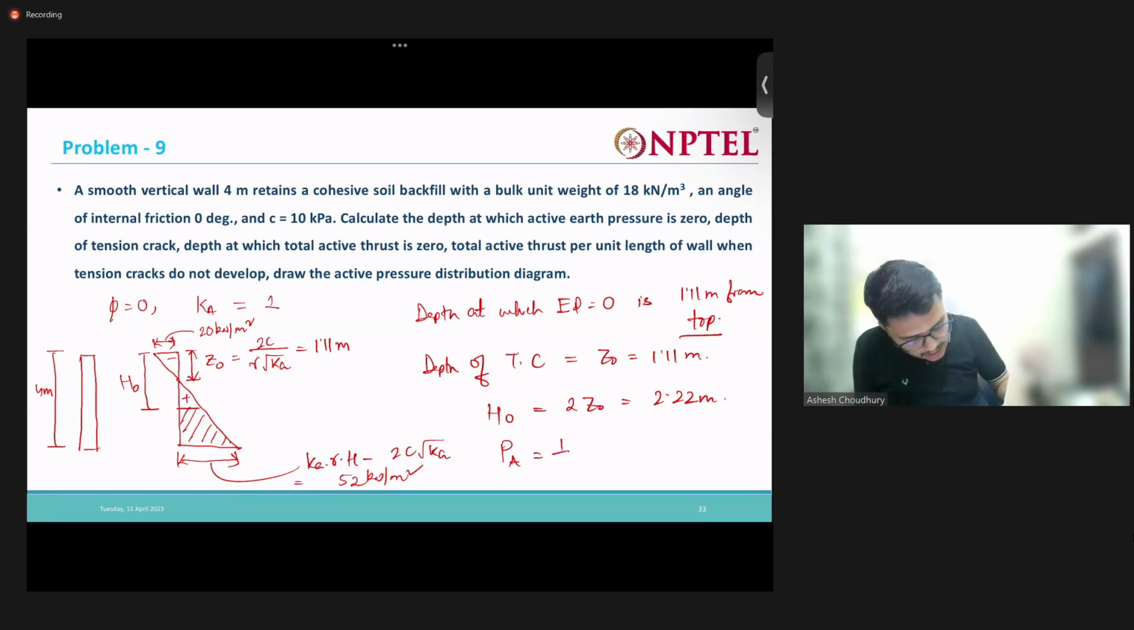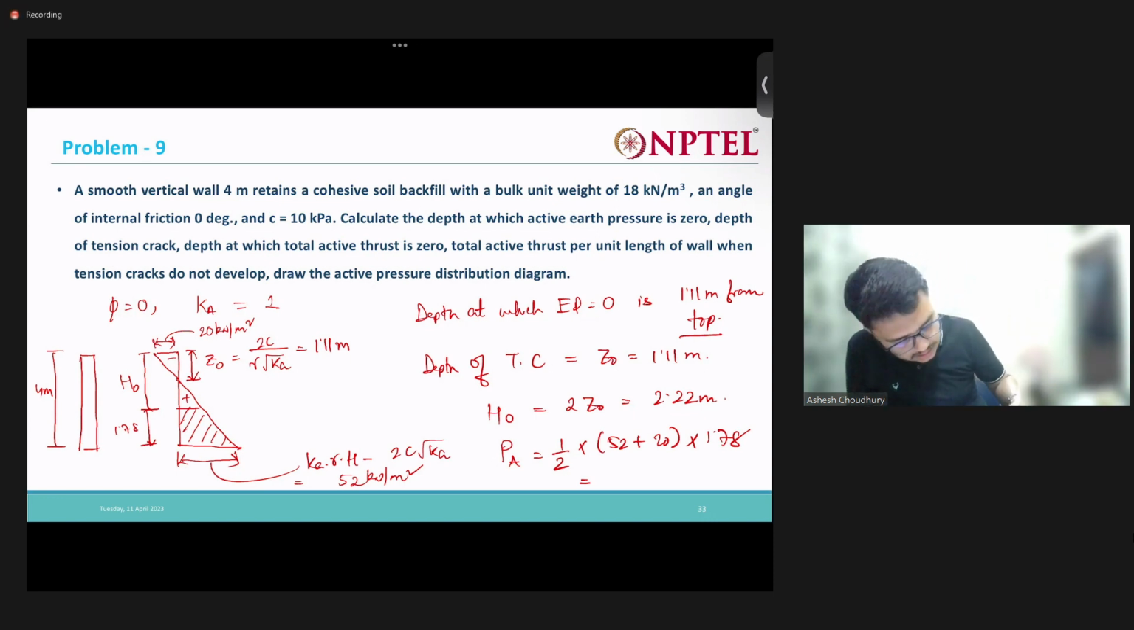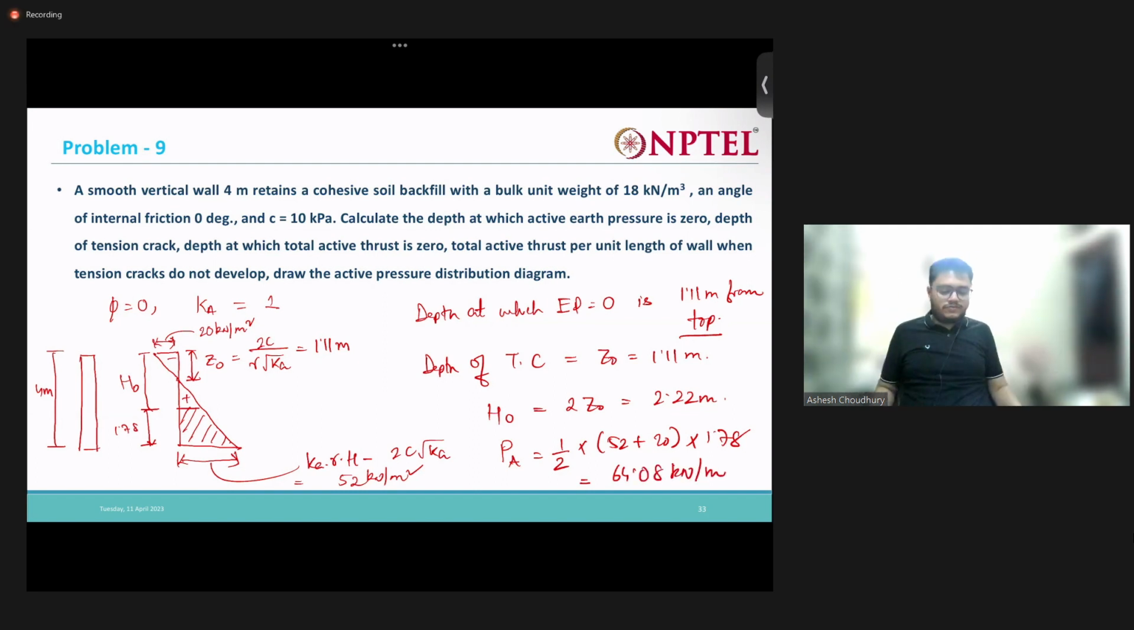So what will it be? Half into the sum of parallel sides, 52 plus 20, into the height. What is this height? 4 minus 2.22, that is 1.78. So total will be half into 72 into 1.78, which is 64.08 kilonewton per meter. So this is the total active thrust.